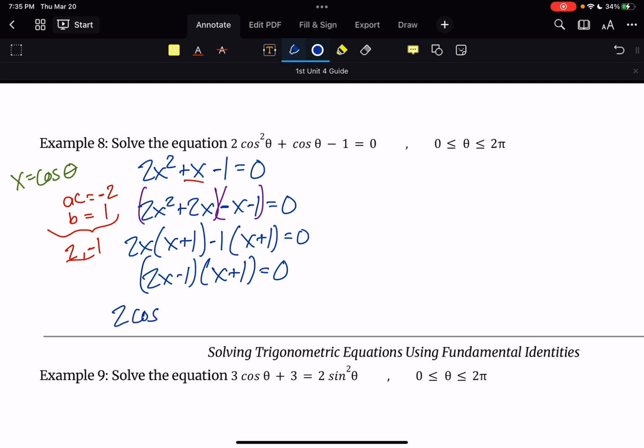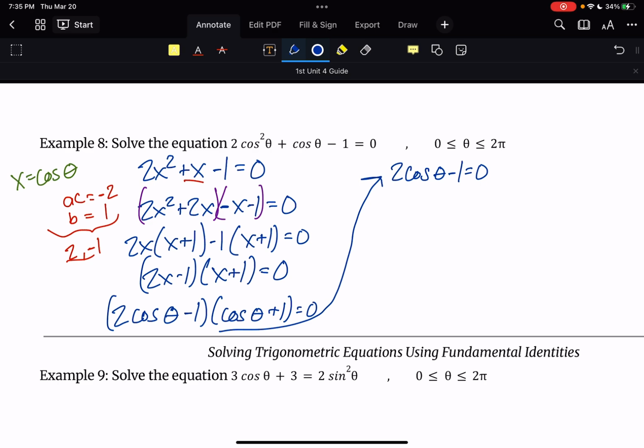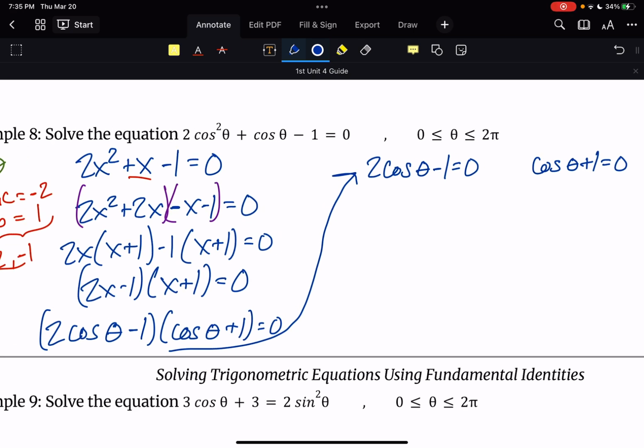So this factors to 2 cosine theta minus 1 times cosine theta plus 1 is equal to 0. Now we're going to set both those factors to 0 and solve both equations. So I get 2 cosine theta minus 1 is equal to 0, and cosine theta plus 1 is equal to 0. Solving the first equation on the left, I'm going to add 1. So I get 2 cosine theta is equal to 1, and then divide by 2, so I have cosine theta equals 1/2.